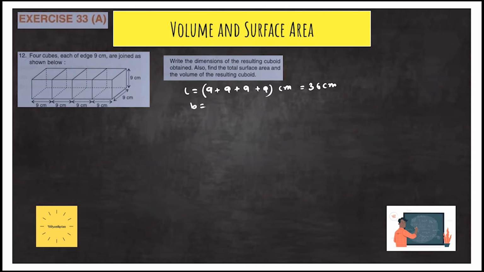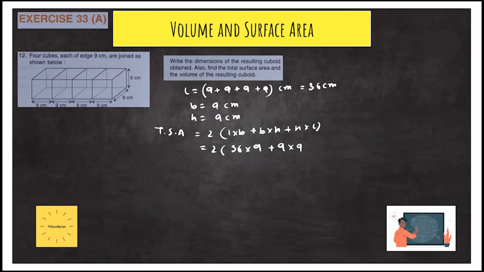The breadth is same, that is 9 centimeter, and the height is also same, that is 9 centimeter. Now total surface area will be TSA. This will be 2 into L into B plus B into H plus H into L. So here 2 into the value of L is 36, into the value of B is 9, plus value of B is 9 into height is 9, plus 9 into 36. Height is 9 and length is 36. So this is in centimeter square.